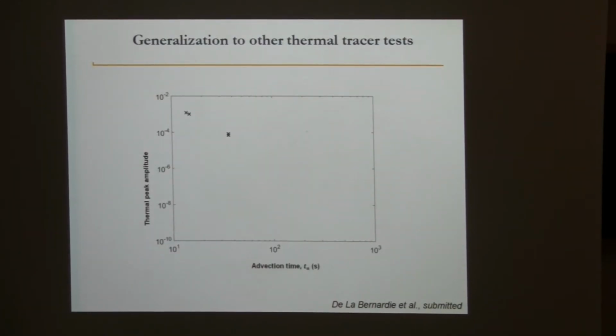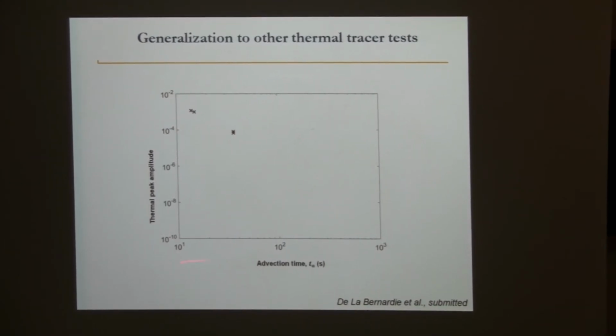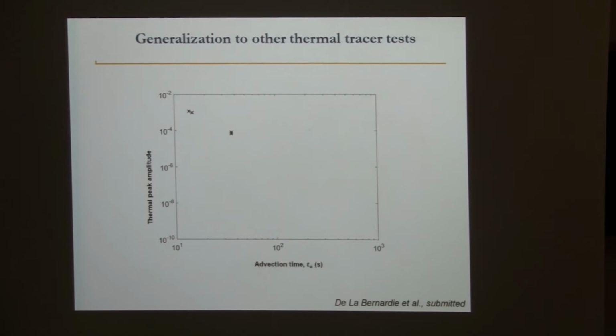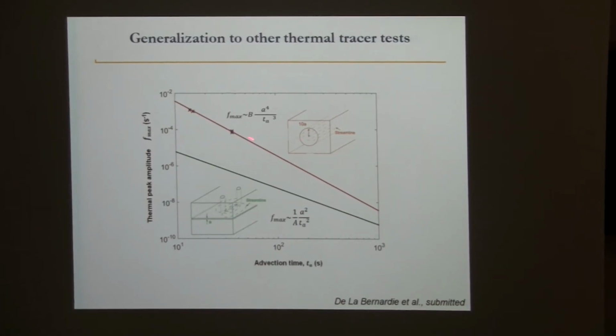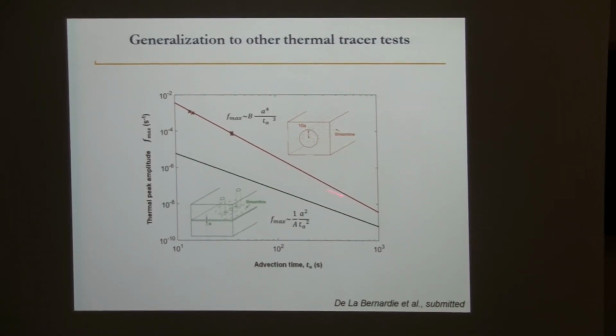So I have almost finished. We did also some other thermal tests, and what is possible is that since the tracer test we vary the advection time typically, we can look at how the peak amplitude is attenuated for the different tests and compare it to the model. And the model that fits the data nicely, also we have mainly 2 points because we have 2 pumping rates, is typically the model that follows the channeling.